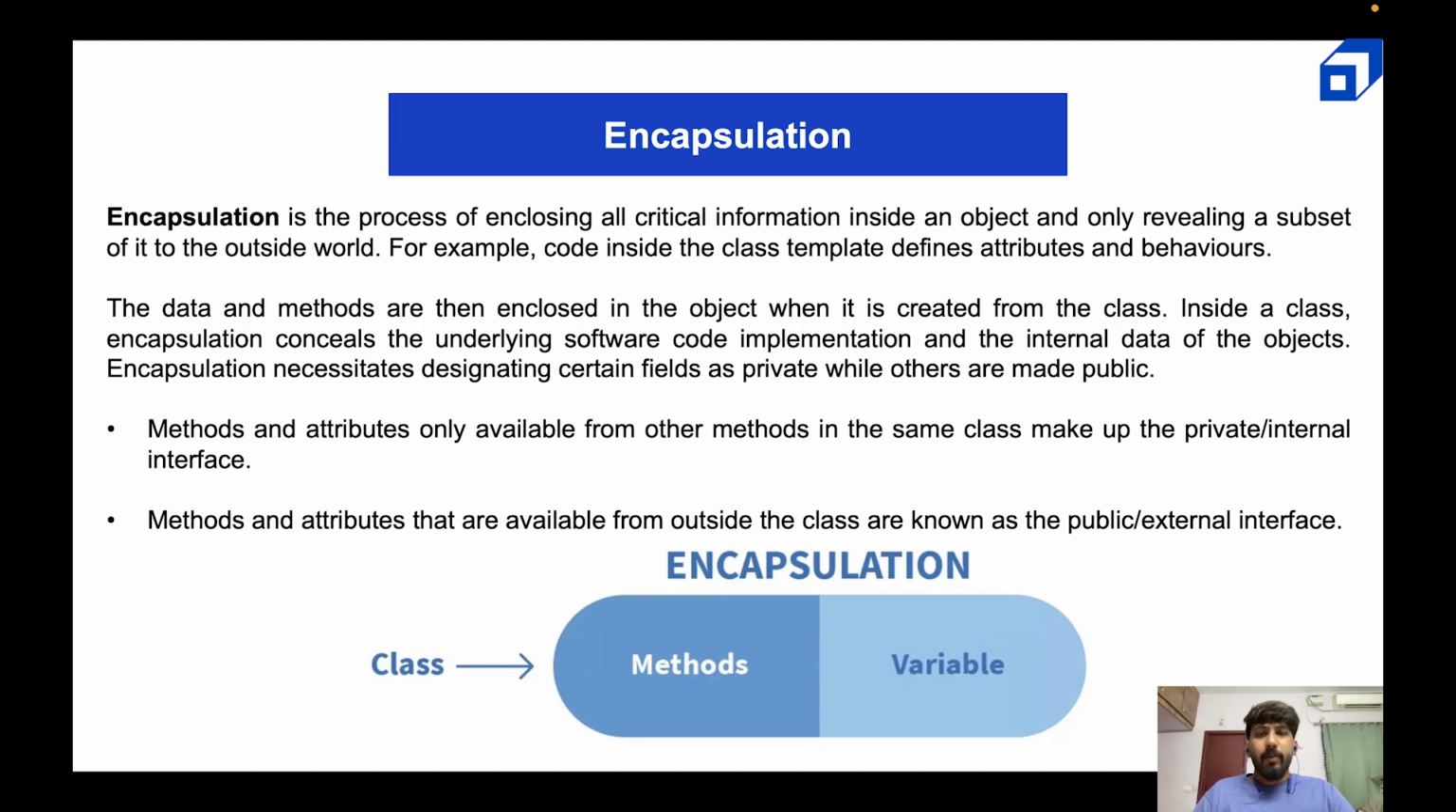So to be very simple, the parts which are made public is what you see in the app. The parts which are made private will not be shown to anybody, because that's what exactly encapsulation does. It tries to conceal the critical code and data within the app itself, and it won't show it to you. So methods and attributes only available from other methods in the same class make up for private or internal interface. Methods and attributes that are available from outside the class are known as public and external interface.